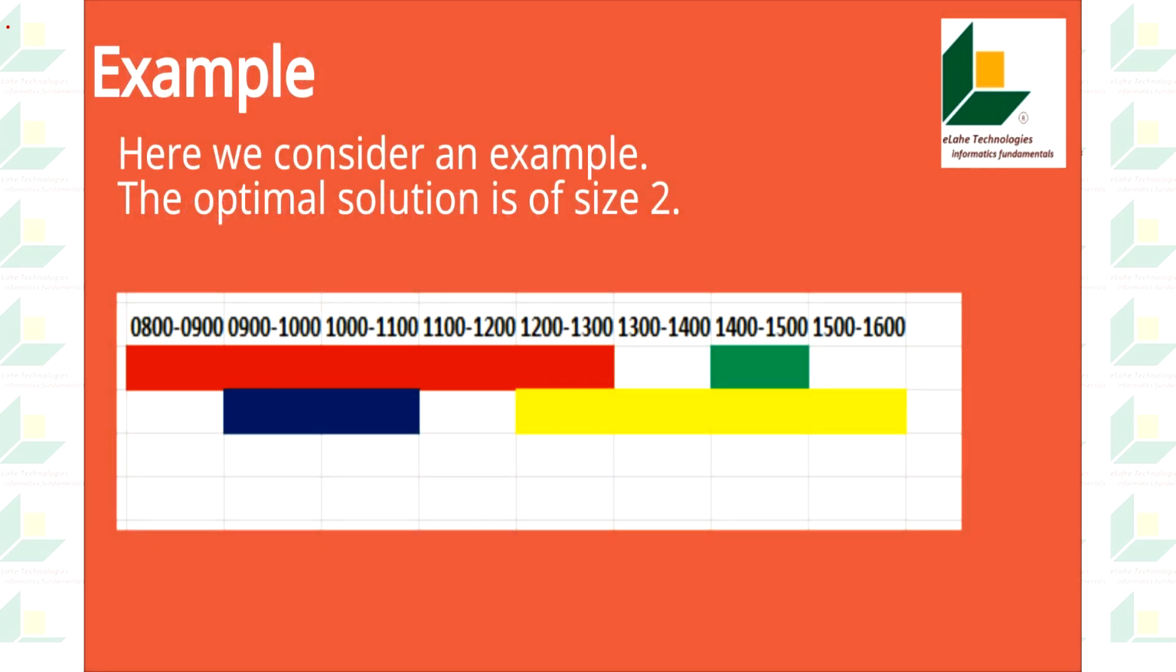Here we consider an example. The input to the problem is a set of 4 meetings. The red meeting runs from 0800 hours to 1300 hours. The blue meeting runs from 0900 hours to 1100 hours. The green meeting runs from 1400 hours to 1500 hours and the yellow one from 12 noon to 1600 hours. The goal is to schedule these in the fewest number of meeting rooms. The optimal solution is of size 2.